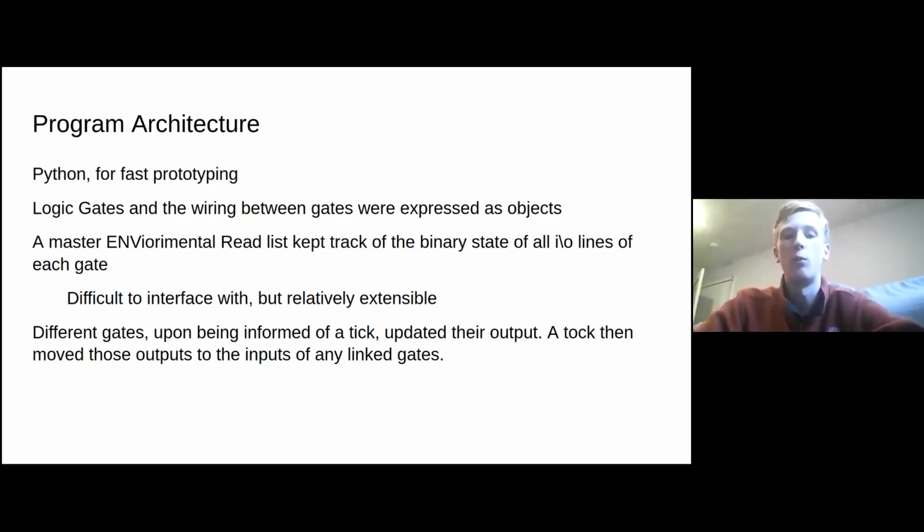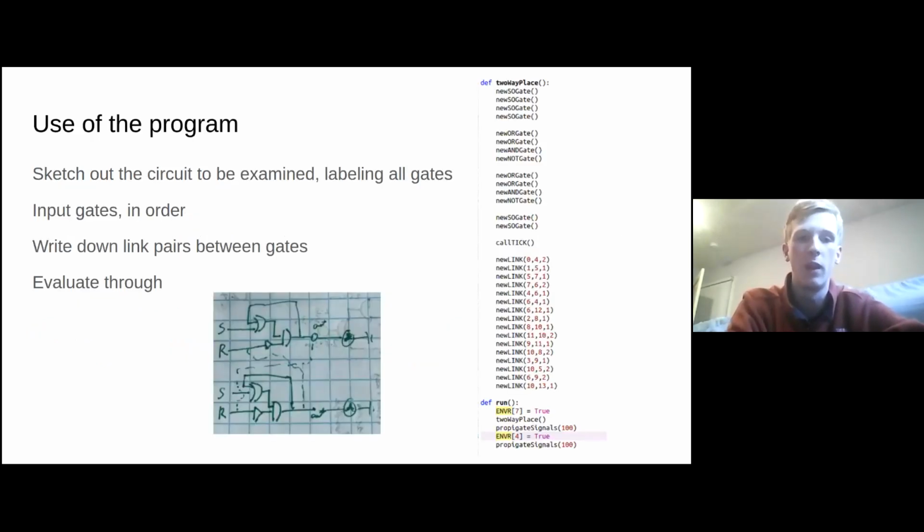And we set things up on a tick structure. Every time you sent the signal to the master list, it would update all the gate outputs, and then it would propagate those outputs back to the inputs, and that would be one cycle. Then you keep doing that to simulate the behavior of the circuit. This is extremely reliable for circuits that go to a steady state, but it can cause problems with oscillating circuits. We neglected to deal with oscillating circuits though, so it ended up being an unimportant problem.